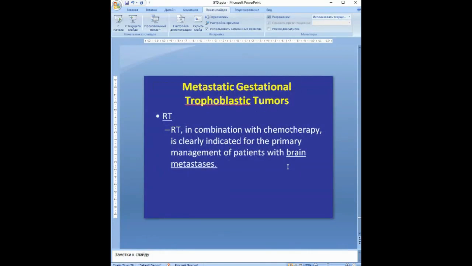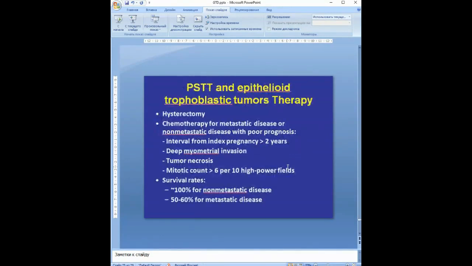Radiotherapy in combination with chemotherapy is clearly indicated for the primary management of patients with brain metastasis. Placental site trophoblastic and epithelioid trophoblastic tumors therapy: mostly it is hysterectomy, you already know.